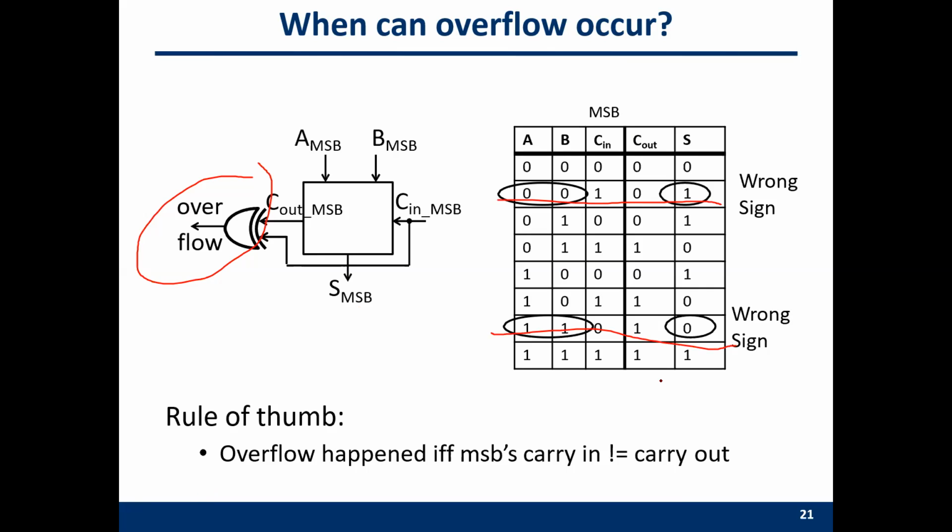How to detect whether they are the same or not? One simple XOR gate is enough. If they are different, this XOR gate will give you a 1. Otherwise, it will always be 0.